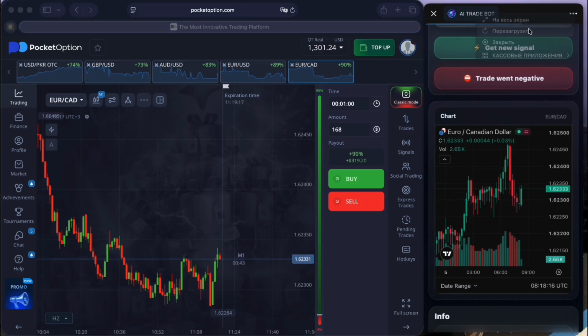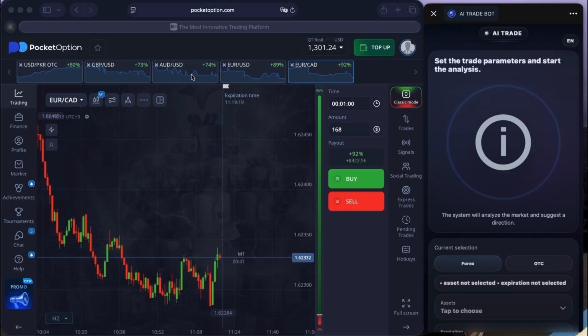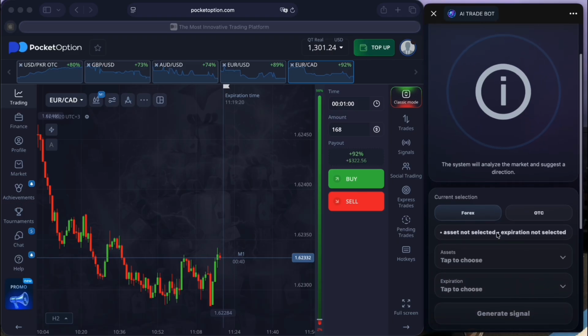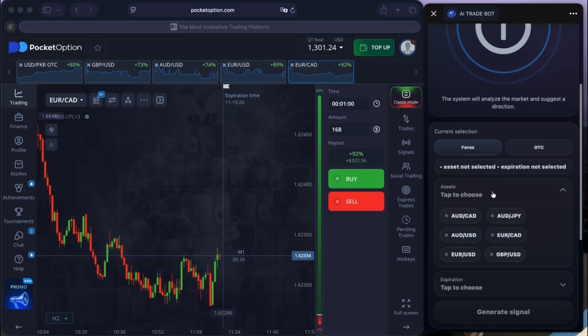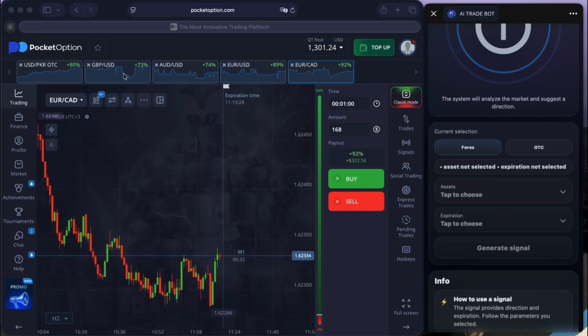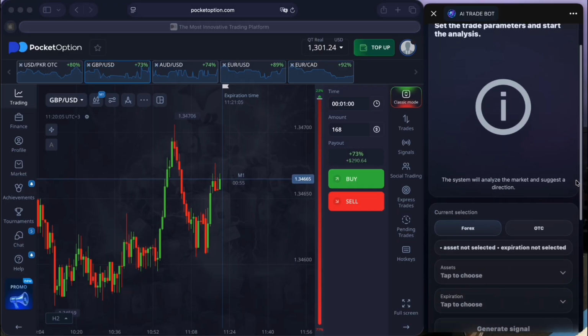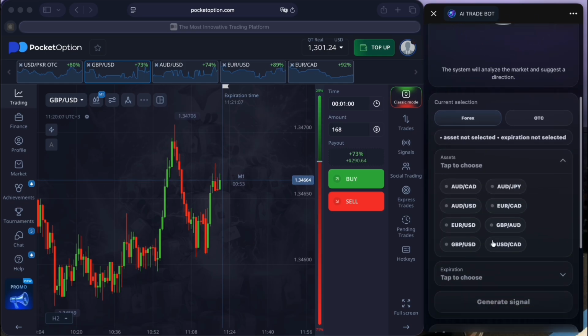I'm not going to stop there. I'm restarting this bot and moving on to my selected assets. Let's check in the tool which currency pairs are available to us. The British pound dollar is present on our screens. I switch to it. Let's also open on this asset without any technical analysis.